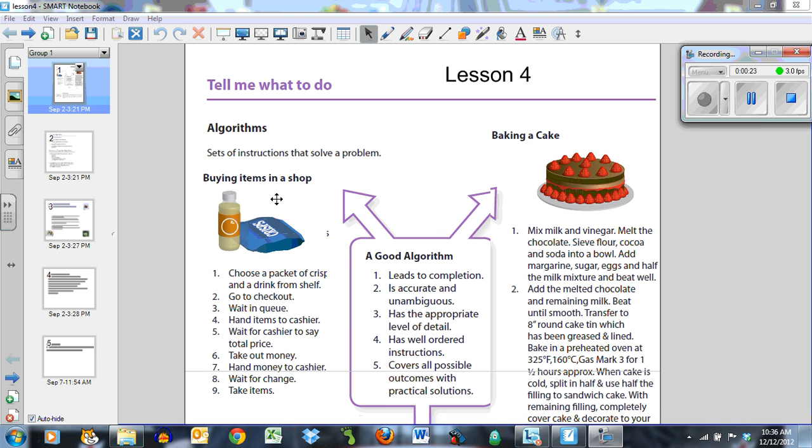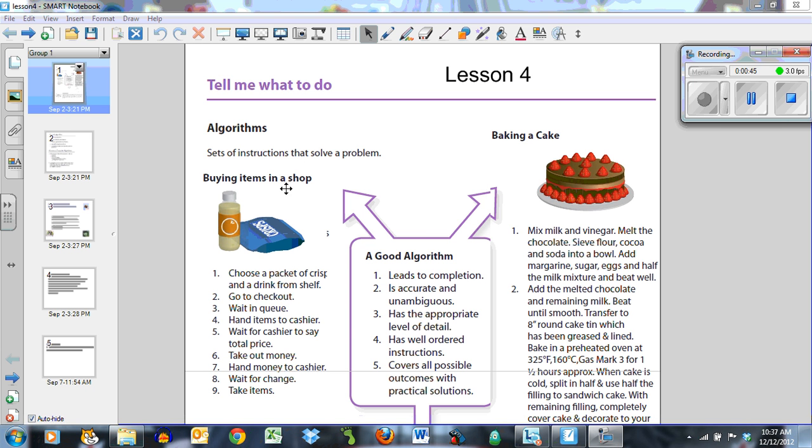Buying items in a shop: choosing a package of crisps and a drink from the shelf, go to the checkout, wait in queue. These are just simply instructions, okay? Baking a cake. Once again, this is a set of instructions here. Mix milk and vinegar, melt the chocolate, sift the flour, cocoa, and soda into a bowl, and so on, okay? You can see the instructions are quite lengthy, okay? These are both sort of everyday algorithms, okay?